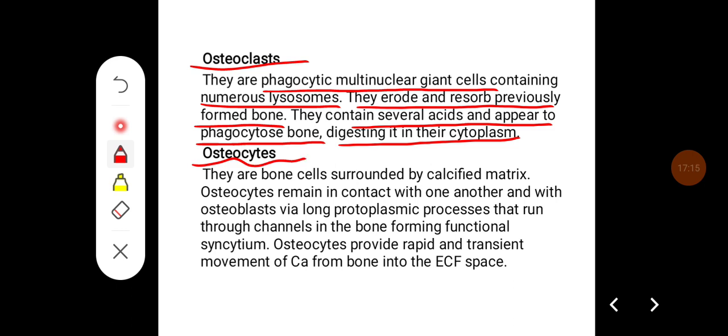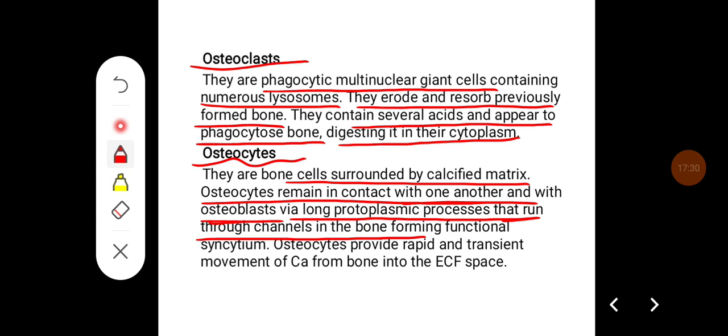Osteocytes are bone cells surrounded by calcified matrix. Osteocytes remain in contact with one another and with osteoblasts via long protoplasmic processes that run through channels in the bone, forming the functional syncytium. Osteocytes provide rapid and transient movement of calcium from bone into the ECF space.